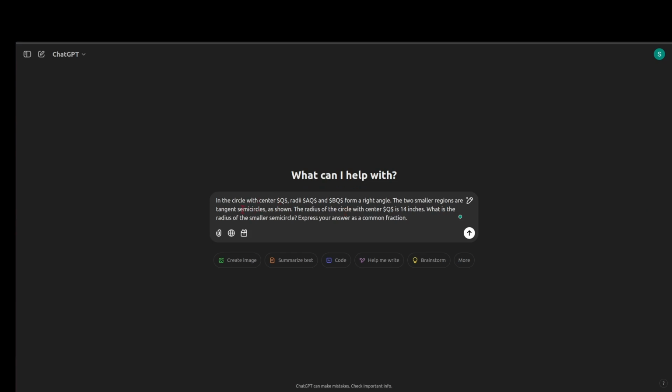So the question is, in the circle with center Q, radii AQ and BQ form a right angle. The 2 smaller regions are tangent semicircles as shown, but I'm not showing any figure here. The radius of the circle with center Q is 14 inches. What is the radius of the smaller semicircle? Express your answer as a common fraction. So let's find out how it goes.